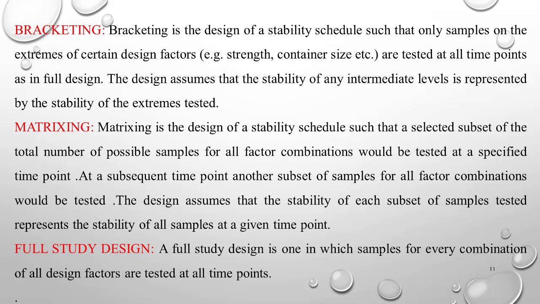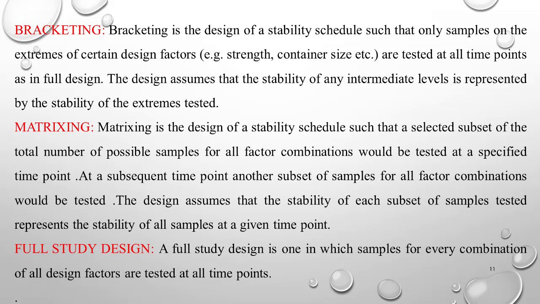Now come to the next term, that is matrixing. It is also another important one. Matrixing means suppose we are going for 10 batches of production scale. So 10 batches today, tomorrow again 10 batches, day after tomorrow again 10 batches. So what we need to do, a subset we need to take. Suppose from 10 batches, 1 batch we go for the stability study today, next batch another 1 batch, like this.